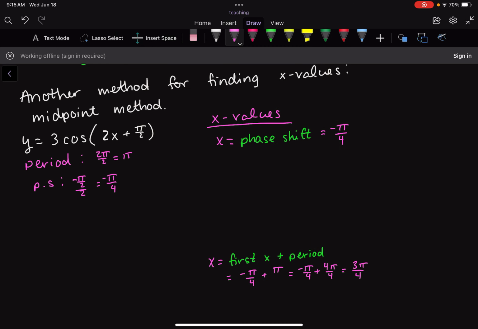Now you find the middle of these 2 points. So to find the middle of something, you add them together and then divide by 2. So if I do negative pi over 4 plus 3 pi over 4, and then divide it by 2, that'll give me my middle point. So then in this case, this will be 2 pi over 4 times 1/2. So that's going to be pi over 4.